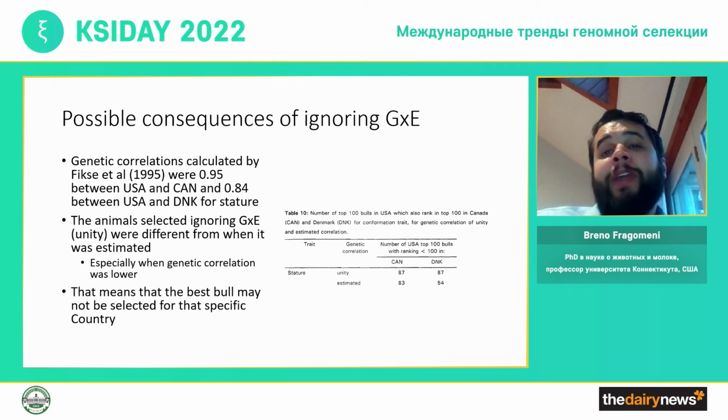And what happened was that when they ignored G by E, the number of animals, especially between US and Denmark, decreased. So maybe we lost more than 40 animals in the top 100 that were not going to be ranked, which means that we may be including animals that are not the best and also ignoring animals that are the best because we're ignoring this very important value. That means that the best bull for Denmark for stature is not necessarily the best bull for the US for stature. And that is possible to correct if we have data for it.